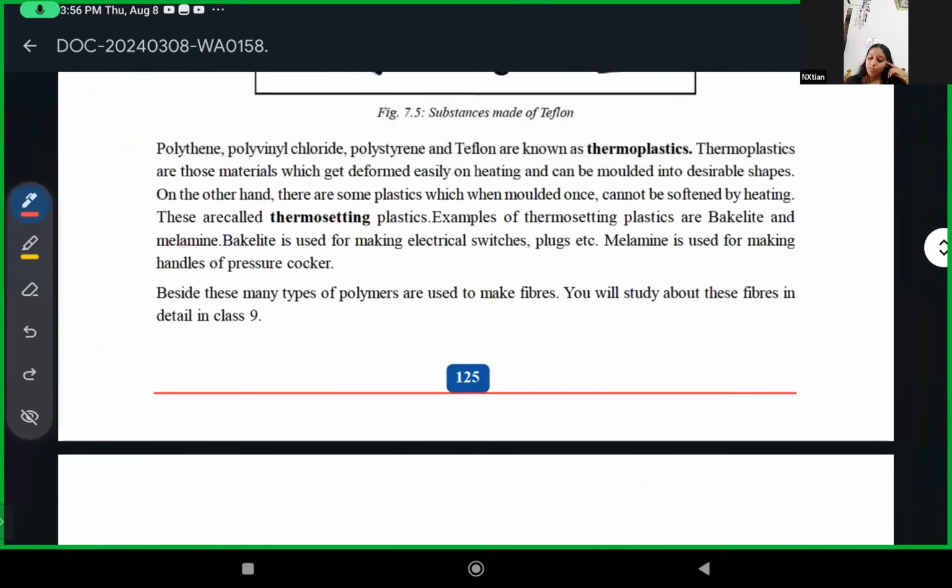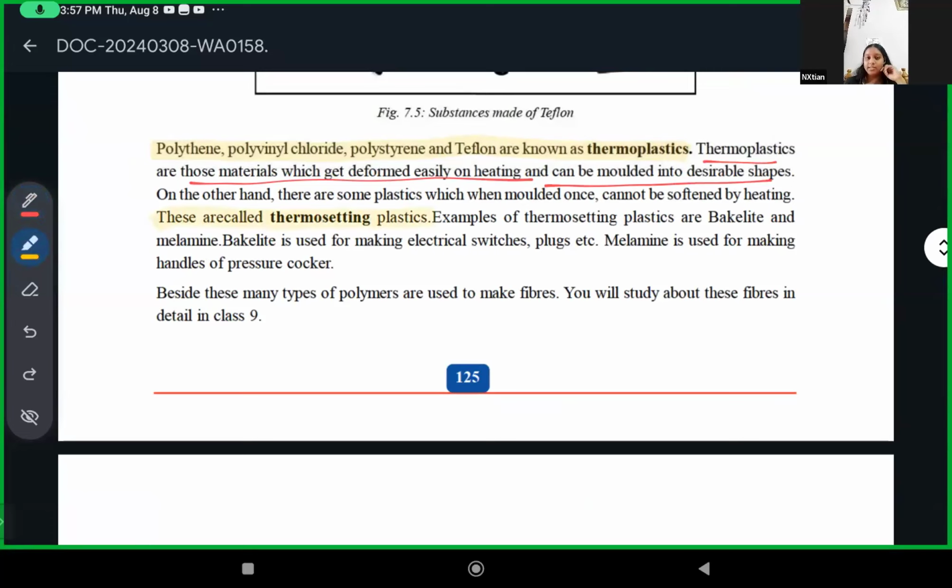Then polythene, polyvinyl chloride, polystyrene, and Teflon are known as thermoplastics. Now, what are thermoplastics? They are those materials which get deformed easily on heating and can be molded into desirable shapes. On the other hand, there are some plastics which, when molded once, cannot be softened by heating. These are called thermosetting plastics.